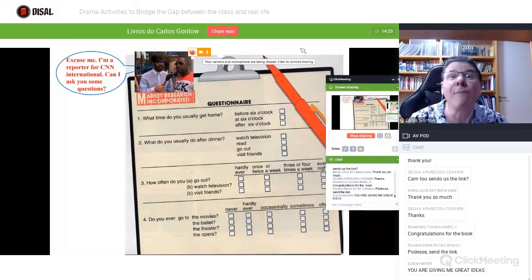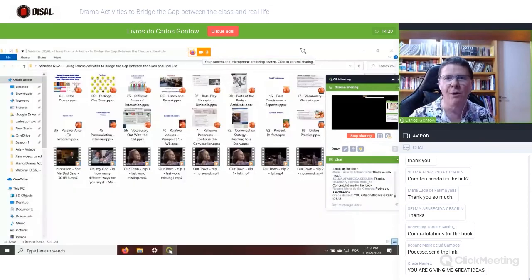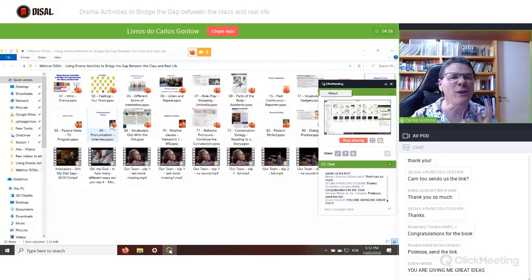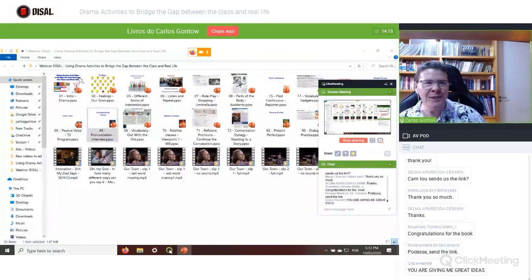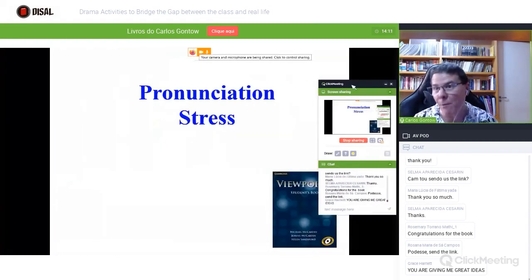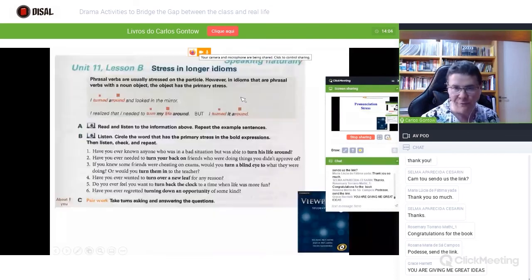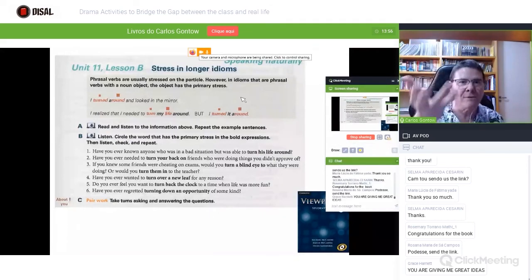Okay, we're not going to have time to do everything, but I just wanted to give you the idea, okay? You can do the same thing. This is another exercise, again at a more advanced level, where you are teaching pronunciation and stress. So here's when you're teaching phrasal verbs, for example. Then you have, "I turned around." When you say, "I turned around," the stress is in "around." But if you want to say, "I turned my life around," so you have an object, the stress is in the object. So, "I realized that I needed to turn my life around."